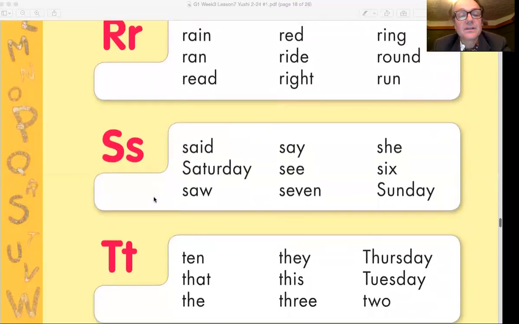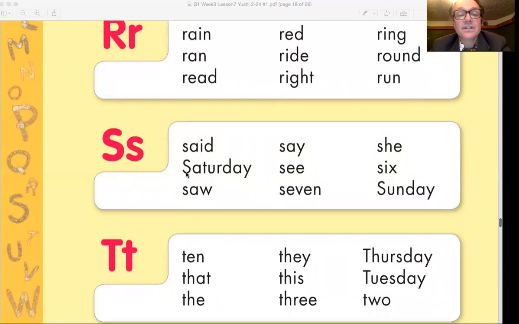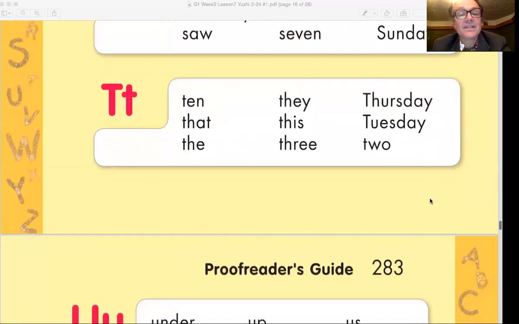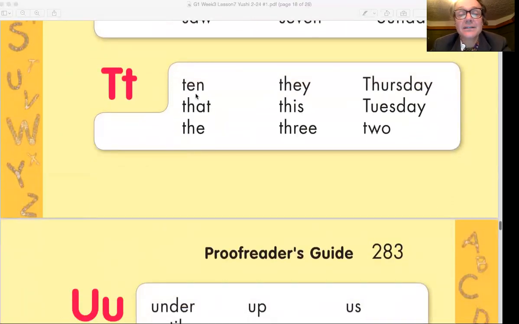S's: said, Saturday, saw, say, see, seven, she, six, Sunday. Here are the T's that they're giving us. Ten, that, the, they, this, three, Thursday, Tuesday, two. Now that's interesting, right?